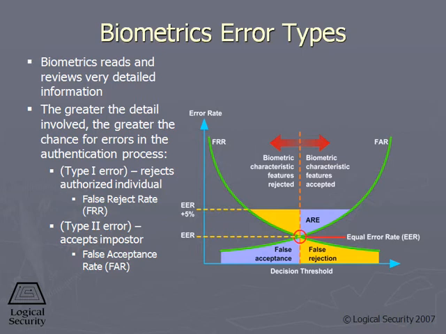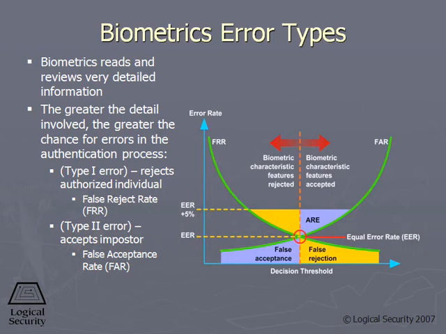A type 2 is when an imposter is actually authenticated. So somebody doesn't have an account, they haven't gone through the enrollment, and they should not be authenticated. If that happens, that's a type 2 error. So I mentioned that there's a calibration with these devices, and it depends upon the sensitivity level of your environment.